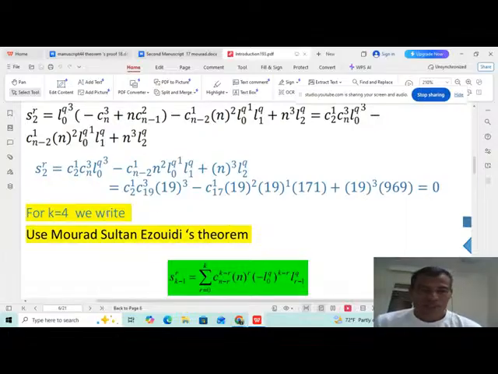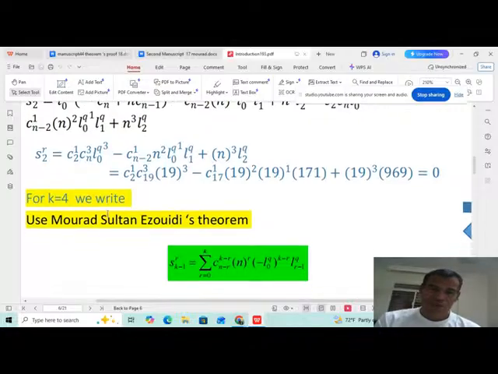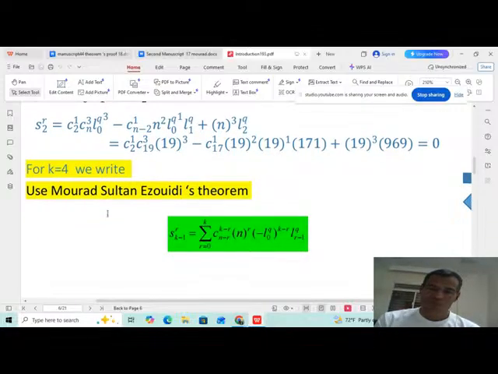We continue to find S3, then S4, then S5, then S6, then S7, then S8, then we should find S9, and S10 and S11 up to S18. And then we rewrite our new 19th degree equation, and then we solve it. Here for k equal 4, we will use, of course, the Bezout theorem.